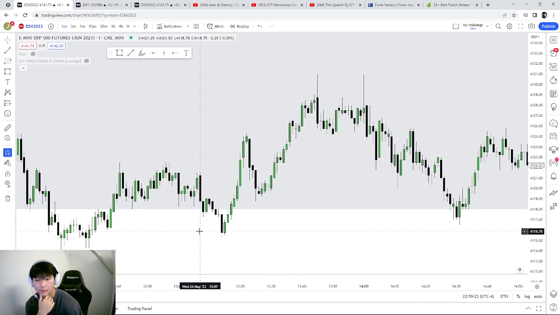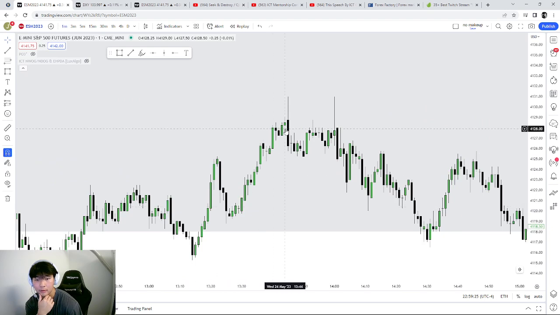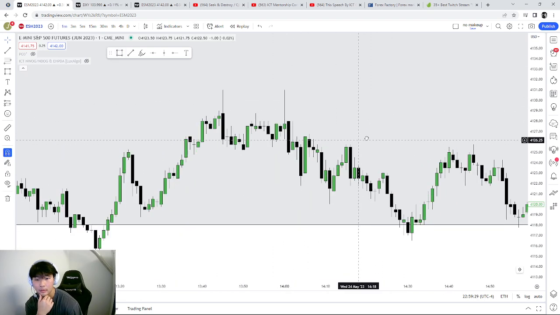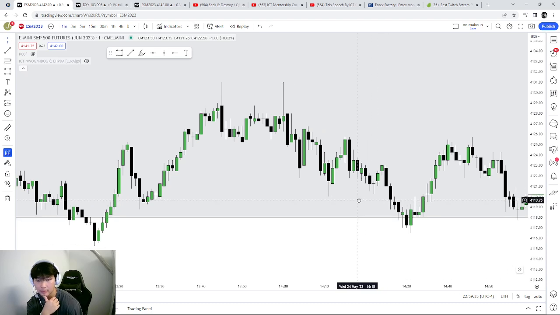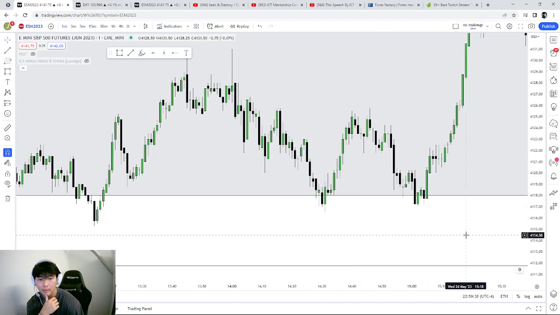And here we have another move up, which creates relative equal highs here, and this is the FOMC candle. Nothing crazy, so kind of anticlimactic on the day, but not bad.